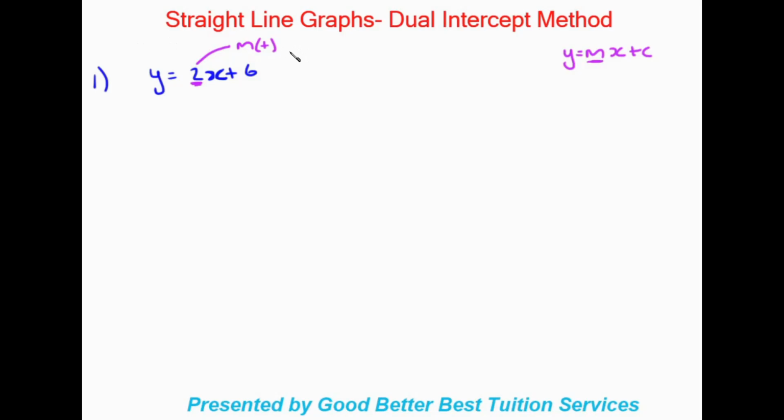So this is what we're always going to be looking for, whether our gradient is a positive number or a negative number, and this will tell us how our graph is going to look at the end of the day when we are plotting it. So that's always going to be step 1, right? We're going to identify our gradient.